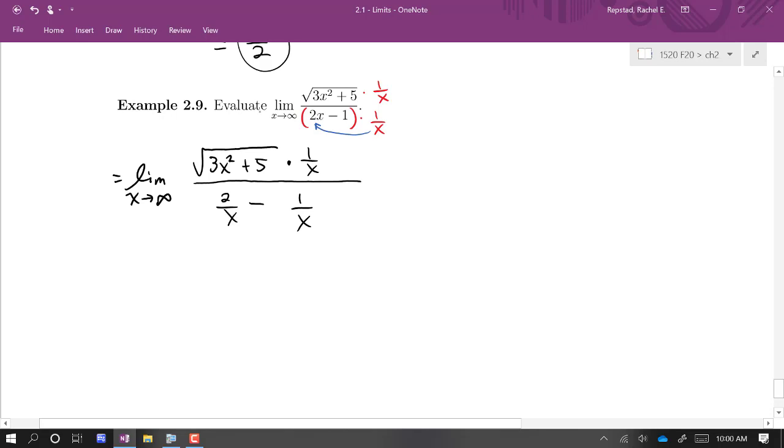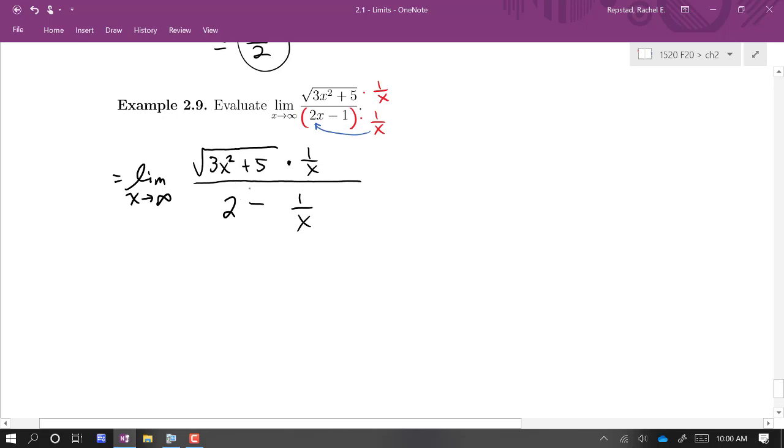So we know what the bottom looks like. I just wrote 2x times 1 over x is 2 over x. That's not right: 2x times 1 over x is 2. My apologies. So we are all set with what this expression is on the bottom.